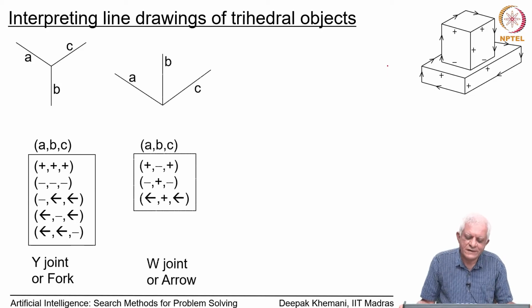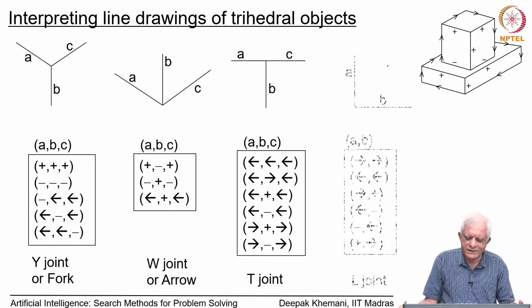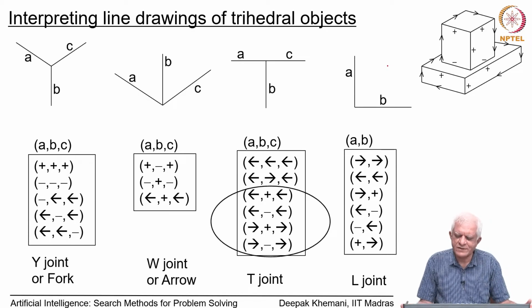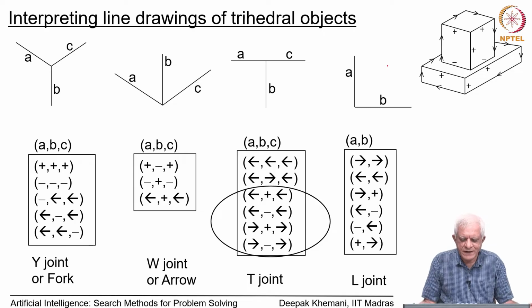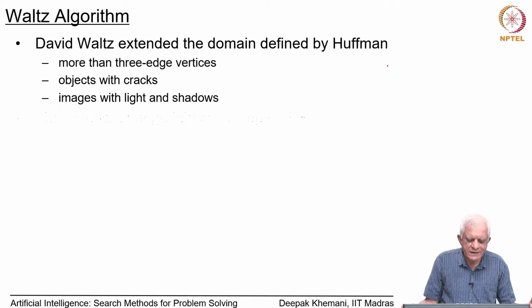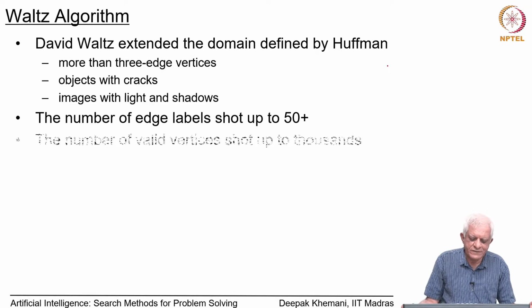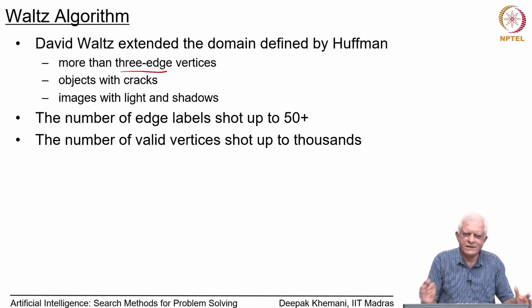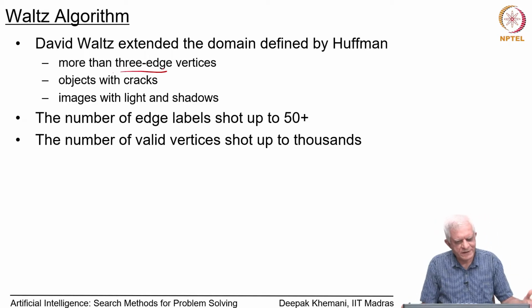Now, remember these line drawings we had talked about, which Huffman had given us, talked about trihedral objects, objects which have 3 faces meeting at a vertex, and he had said that there are 4 kinds of vertices in such drawings. A vertex is somewhere where 2 lines meet or 2 edges meet, and there were 18 kinds of labels that you could use for vertices. This work was further extended by David Waltz, and what he said was let us consider vertices which have more than 3 edges. So, they do not have to be trihedral, you can have 4 edges meeting or 5 edges meeting, it does not matter.